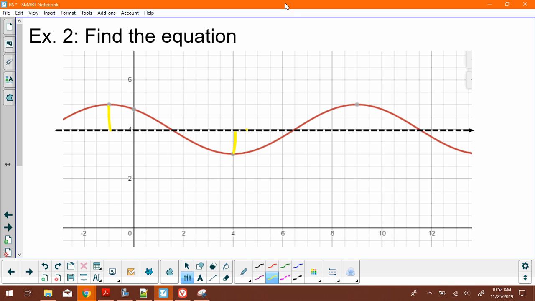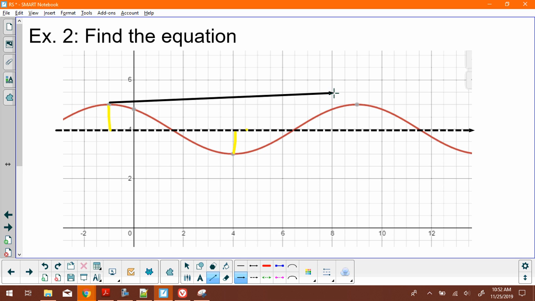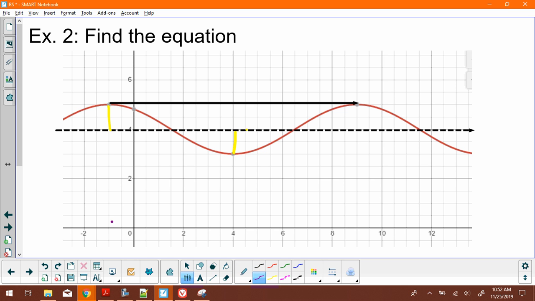Okay, for the period, I need to find a point and see how long it takes to repeat. So if I go back to my original peak that I marked over here, my period of the function is going to be the distance from here to the next peak, which is there. Okay, so it starts at -1. If I look down here on my axis, it's starting at -1, it's ending at 9, so that's a distance of 10. The period of the function is 10.